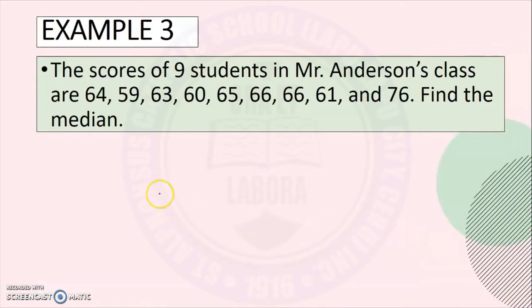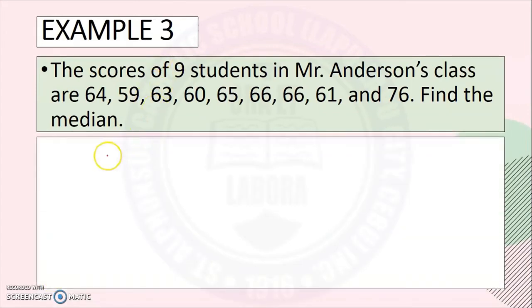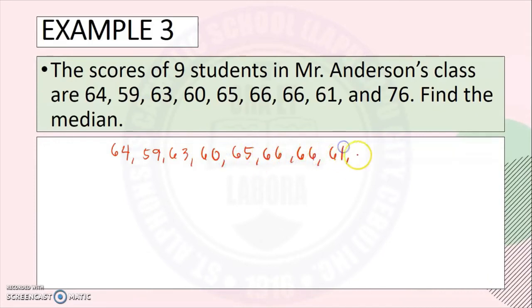And for the next example, we have the scores of 9 students in Mr. Anderson's class. So again, first, we need to copy them. 64, 59, 63, 60, 65, 66, 66, 61, and 76. And then we will arrange. The lowest value is 59, followed by 60, followed by 61. Next is 63.